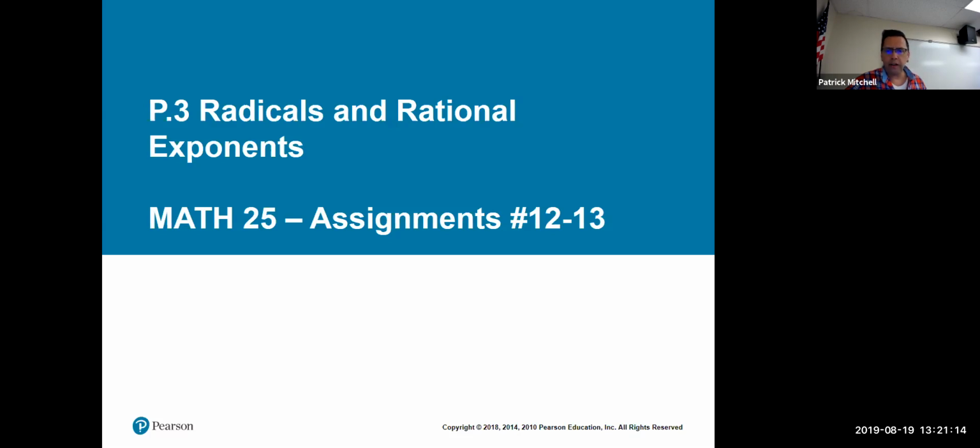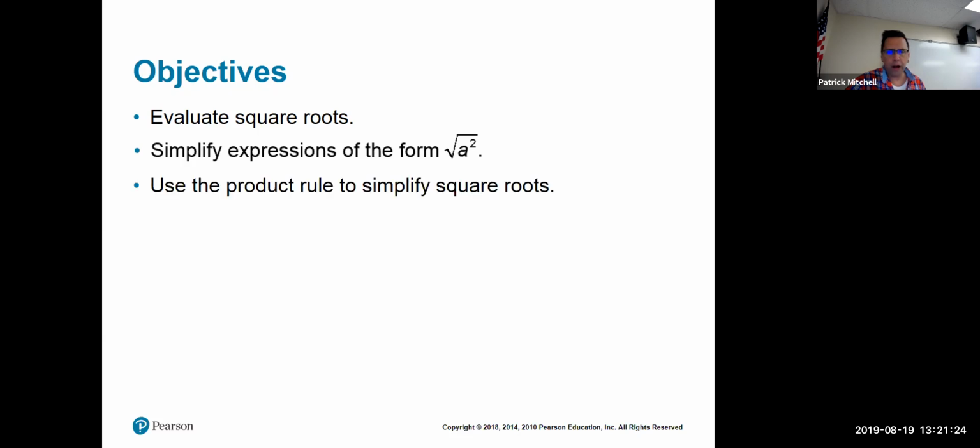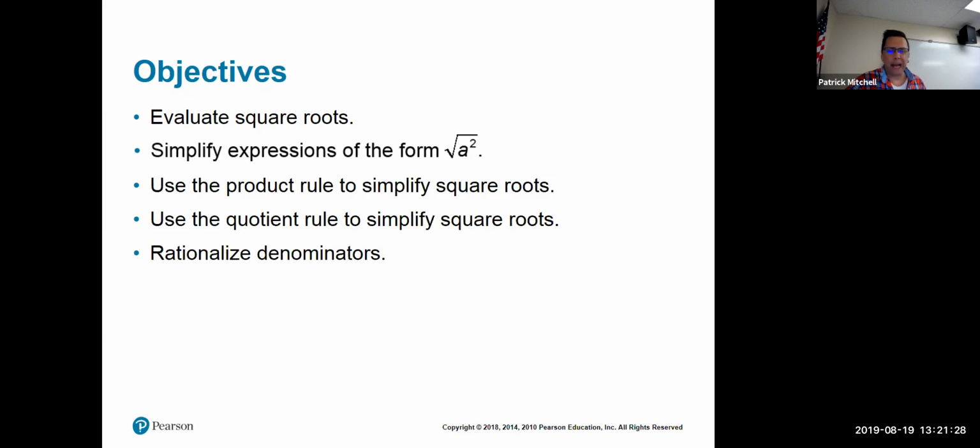So the objectives of this section, we're going to review square roots, simplify certain square root expressions. We're going to use the product rule and the quotient rule. Rationalize denominators, which is a big thing in trigonometry, although I don't necessarily feel that it should be anymore, and you'll hear me rant about that later. And then we'll talk about rational exponents.